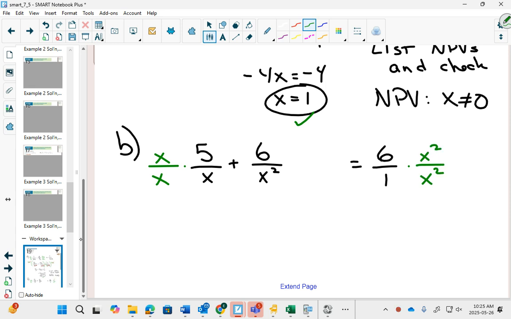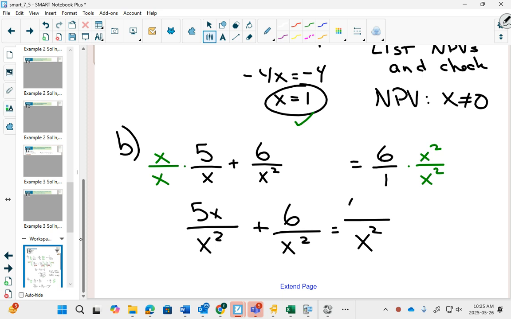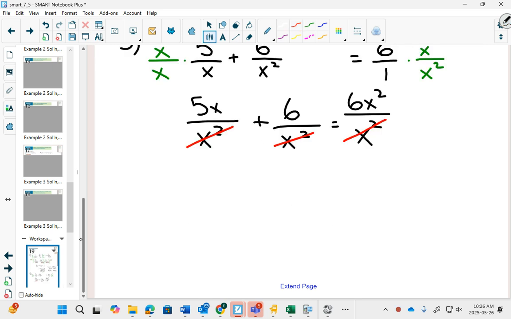So my common denominator is x squared. Double check. Did I get all my denominators the same? I did. What do I have on the top? This would be 5x plus 6 equals 6x squared. And once you get that common denominator, at this next step, we multiply both sides by x squared, and those will all just go away, which is really nice. So what do we have as a result? We have 5x plus 6 equals 6x squared.